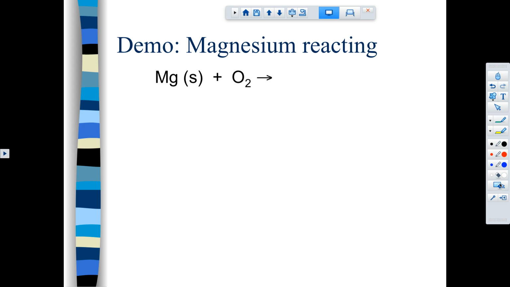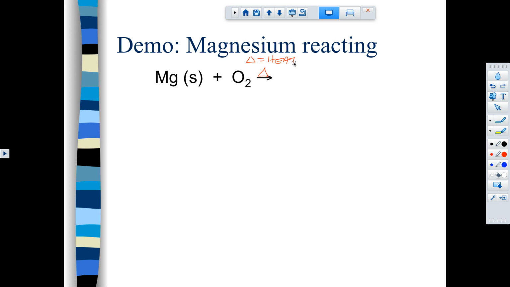So I'm going to react magnesium with oxygen. You just take a piece of magnesium, you mix it with oxygen. Now, you might think, well, wouldn't it just naturally mix with oxygen because there's oxygen in the air? Well, that could be the case, but we need a catalyst. We need to add heat. So that's where our catalyst goes, and the delta symbol just means heat.